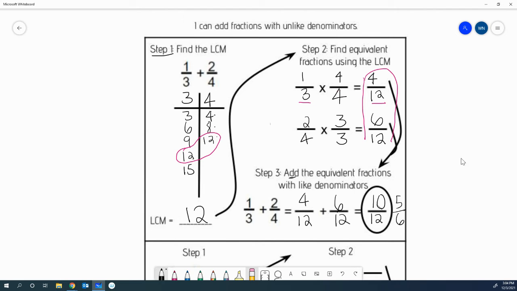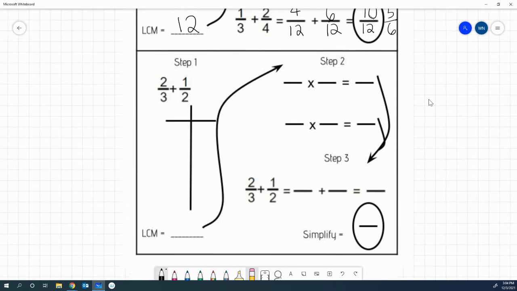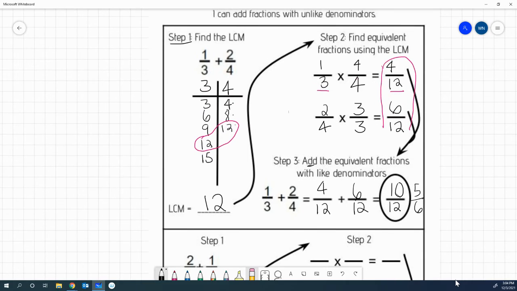Looking good, looking good. Remember to back up the video if you need to. Let's dive into the second problem. As you can see, I left some of the words on.